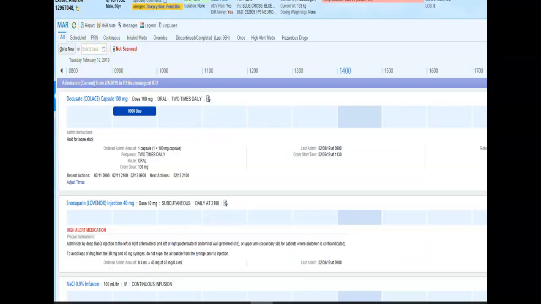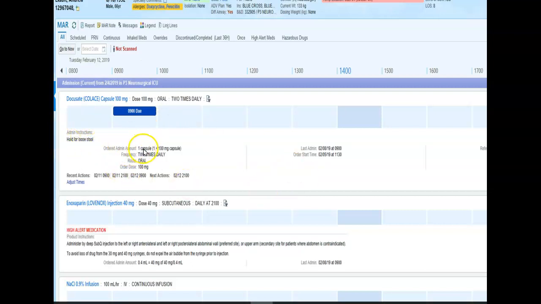Okay, so here's what a MAR is. You'll see something like this in your charting, and I think this is Epic. So you have a patient, and what you're seeing here is their medication orders, okay? So this is the MAR. It tells you when it's due. It tells you the dose, okay? And then it actually gives you the order details.